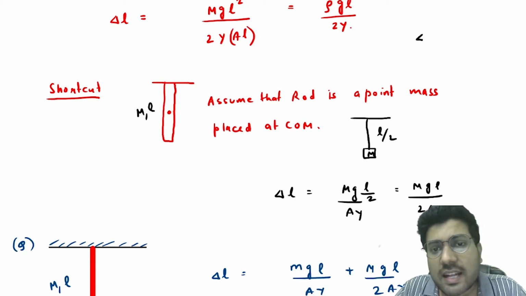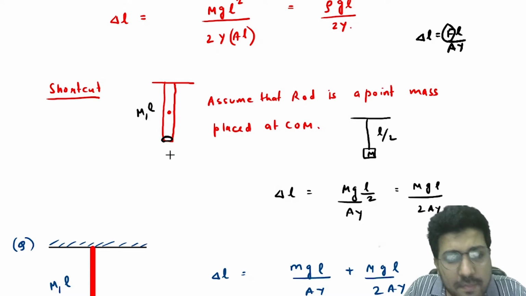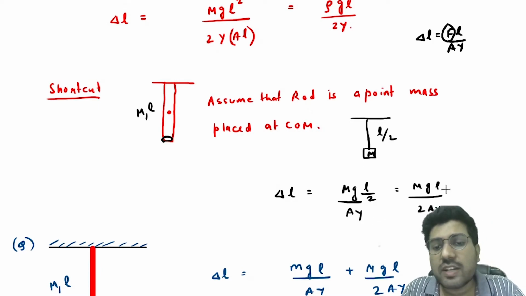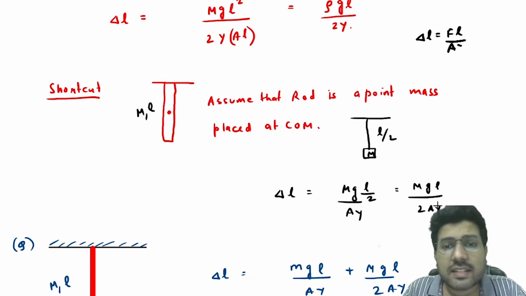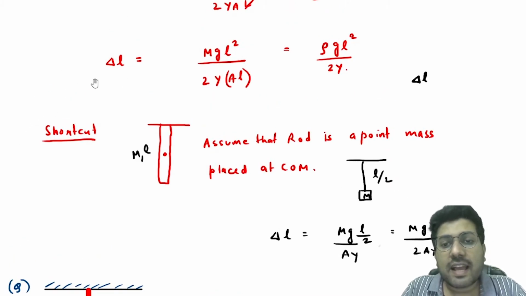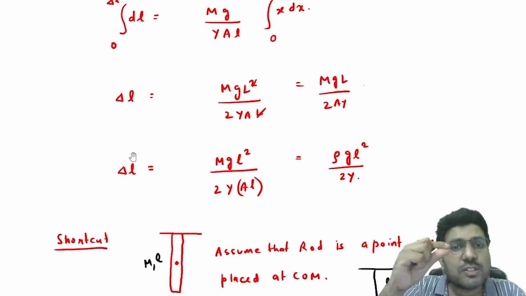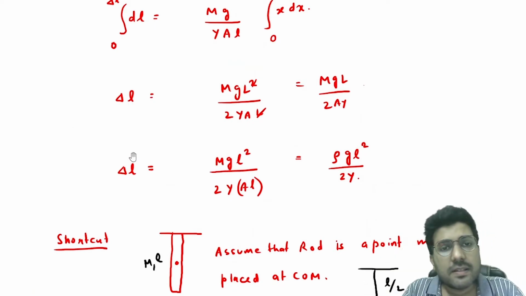So you know that delta L is equal to FL by AY. So here F you will directly write mg. Length is L by 2, area of cross section will remain the same. So you will see mgL by 2AY. You are getting the same answer that we were getting here when we integrated. But the actual method is the integration method only, because the elongation of every small segment is different.